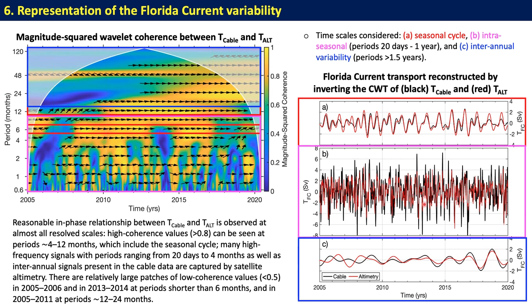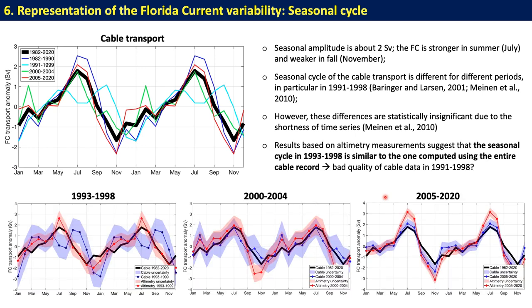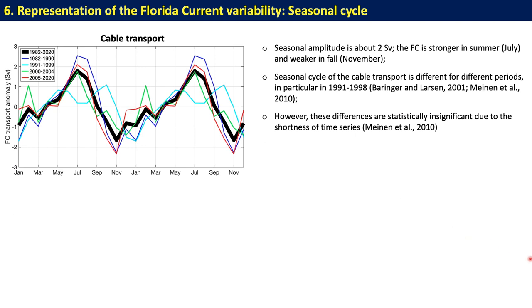So for computing the wavelet coherence, the altimetry derived transport was linearly interpolated to daily resolution to match the cable derived transport. And in order to avoid parts of the cable record with long data gaps, only the period from 2005 to 2020 was considered, during which linear interpolation was used to fill in shorter data gaps. The phase of the wavelet cross spectrum values was also computed to identify the relative lag between the input signals, and the direction of the arrows in the coherence plot corresponds to the phase lag on the unit circle, with the forward direction indicating an in-phase relationship.